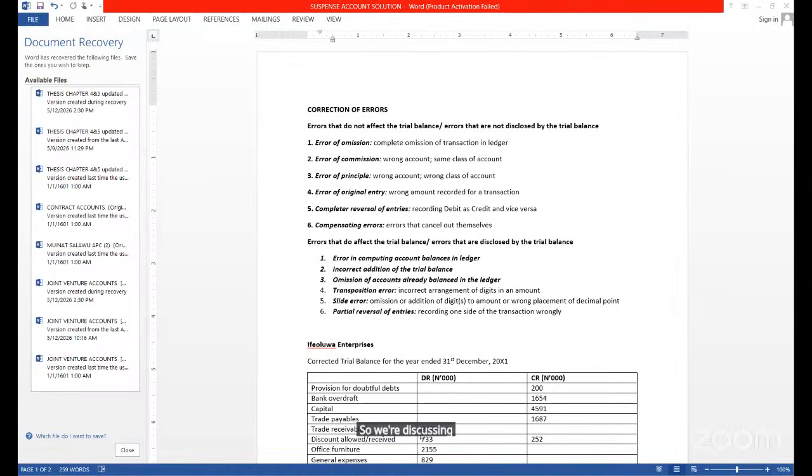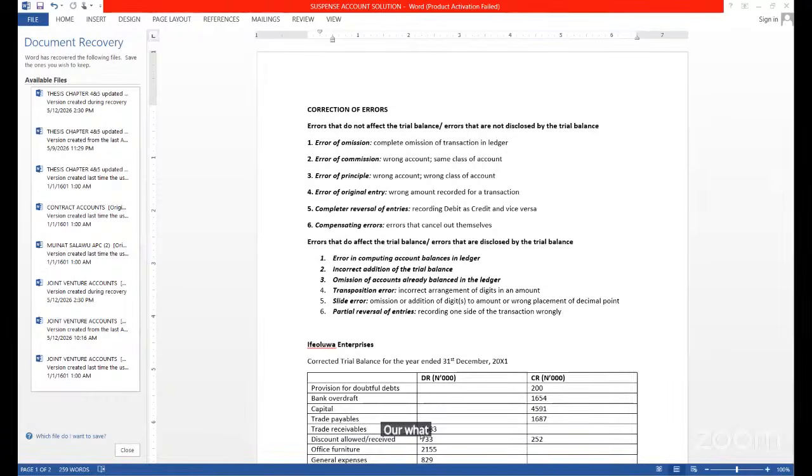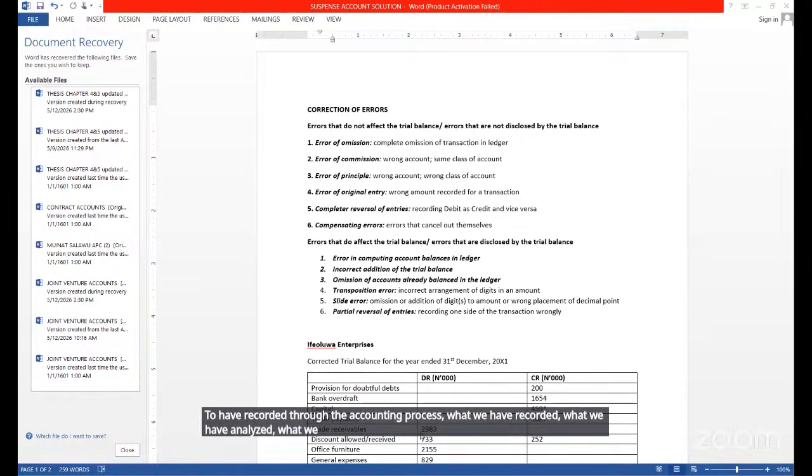So, my apologies. I was booted out of the meeting. Like I was discussing with you, we're discussing correction of errors because I saw someone drop a message asking what we are discussing. I was just trying to explain that when we're talking about errors, we're talking about what we have recorded through the accounting process, what we have analyzed, what we have summarized in the trial balance shows us whether there's an error or not.